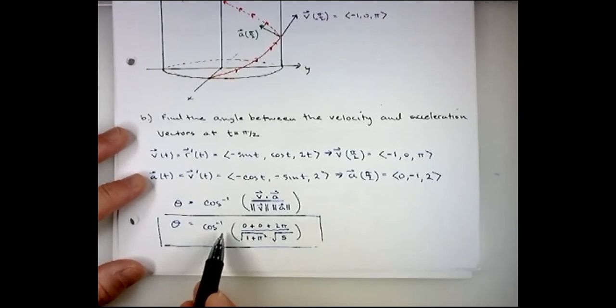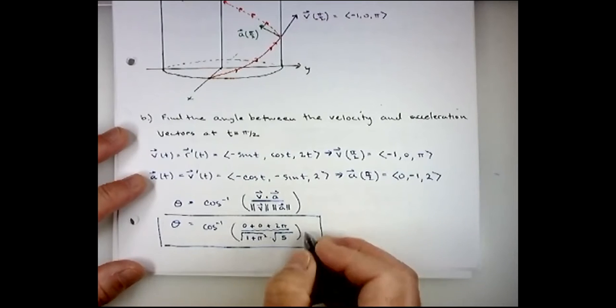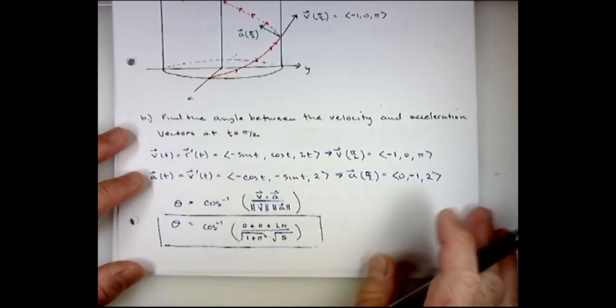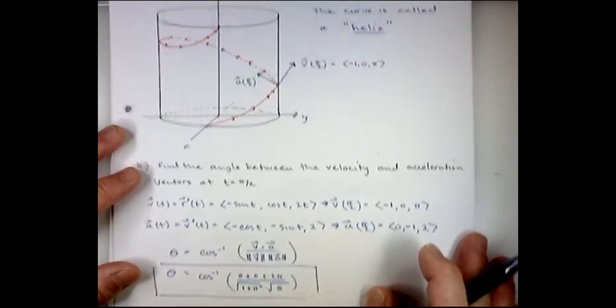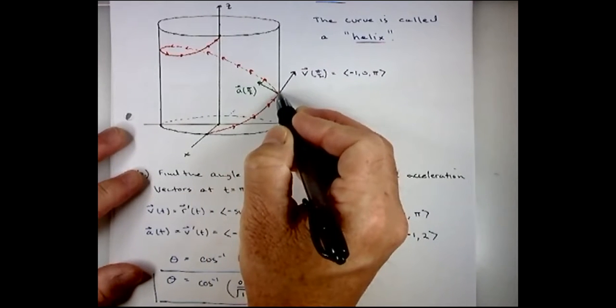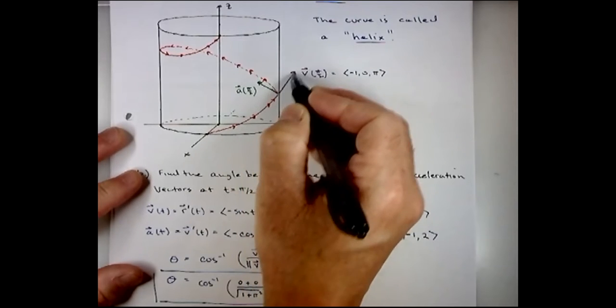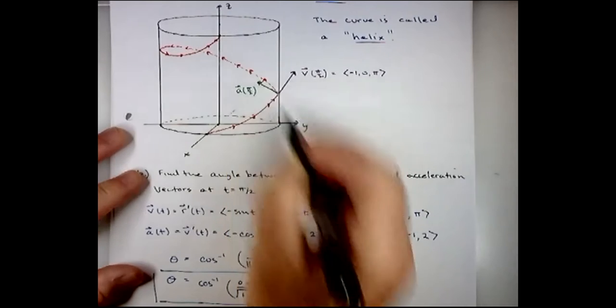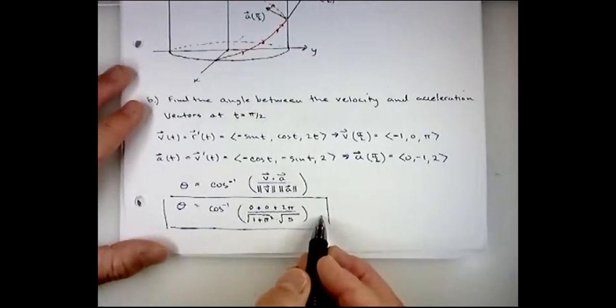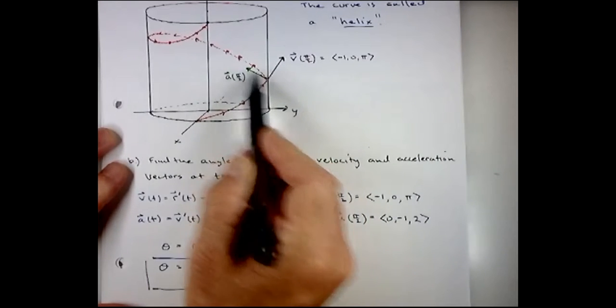And that gives me the inverse cosine of 2 pi over the square root of 1 plus pi squared times the square root of 5. It's an angle, right? It's some angle there. And I tried to illustrate those two vectors right here. Pi over 2 would be right at the side of the cylinder here. My velocity vector is going tangent to the curve. My acceleration vector is moving inward. It's not perpendicular, otherwise this would have been 90 degrees, right? But it is facing upward and inward as well.